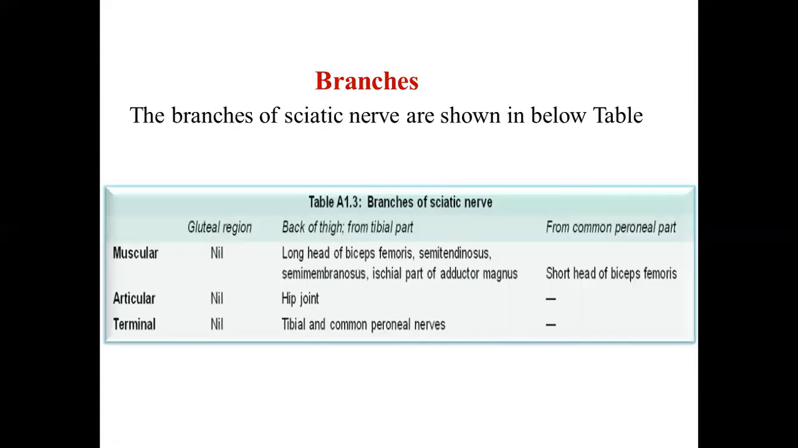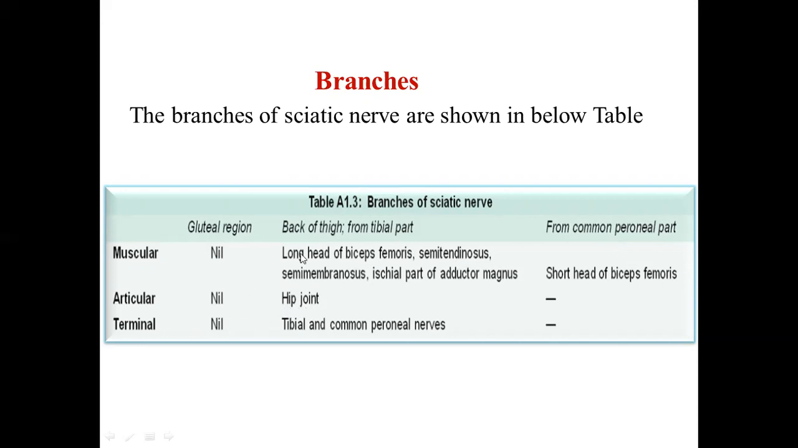Next part is the branches of the sciatic nerve. So it will give three types of branches: muscular, articular, and terminal branches. In the gluteal region, no such branches are given. The muscular branches on the back of the thigh through the tibial part of the sciatic nerve are to the long head of biceps femoris, semitendinosus, semimembranosus, and the ischial part of adductor magnus. From the common peroneal component, it will go to the short head of biceps femoris.